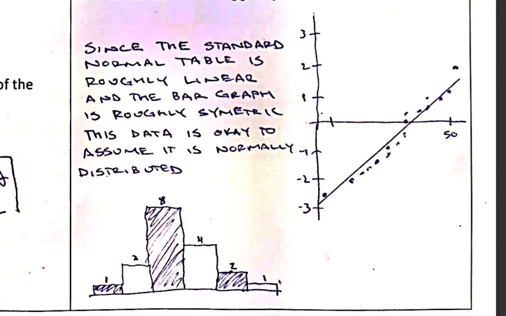You could also use this standard normal table, which has 1, 2, 3 standard deviations, -1, -2, -3 standard deviations, then here's all your values on that table. And if this is roughly normal, then you're going to have a linear line. And it's not perfectly linear, but you can see that it is roughly linear, and that is another indication that it is okay to assume this is normally distributed.